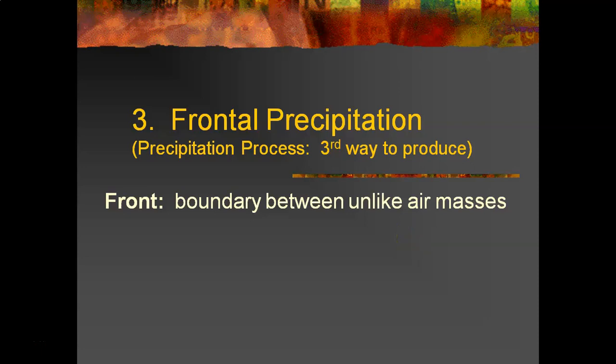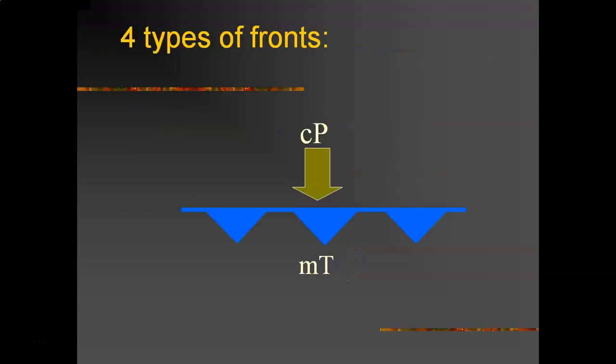We're going to finish up the precipitation process by talking about the third and final way to produce precipitation, and that's by fronts. A front is a boundary between unlike air masses. And now there are four types of fronts that you'll find on a weather map, and I want to show you the symbology.